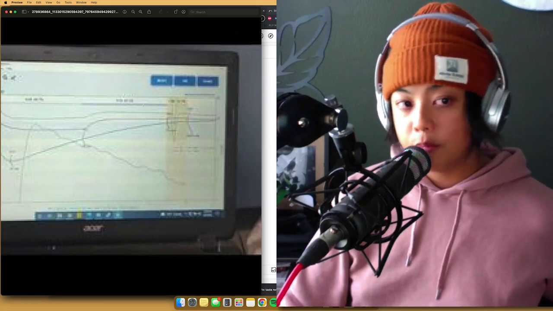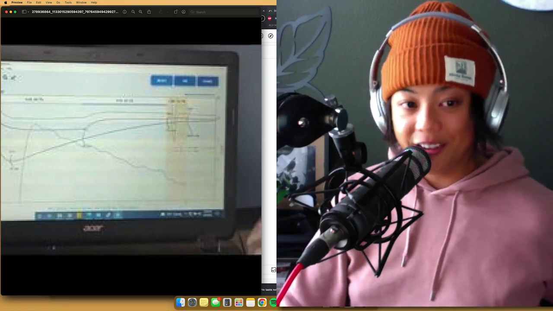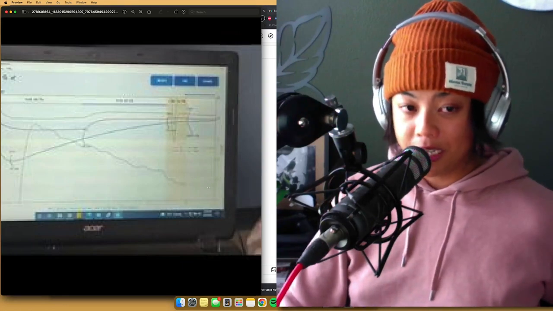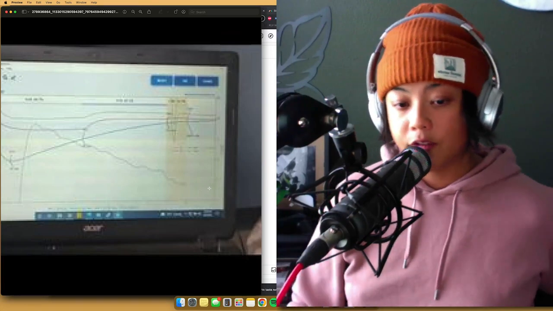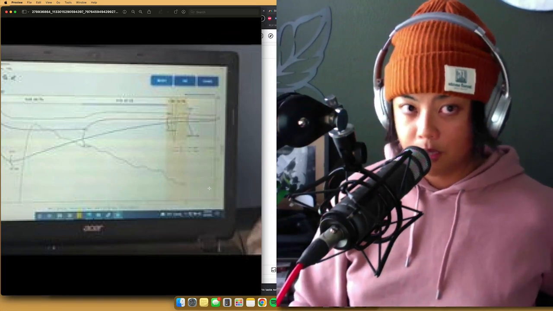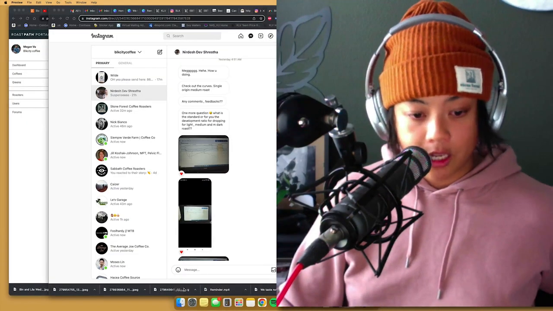I don't even know what this says, but I'm just looking at these lines and they look familiar to me. And even though the graph is pretty, I would verify with the cup: does it have enough acidity? Does it have enough sweetness? Is this a balanced cup? You know what I mean? Okay. And number three.